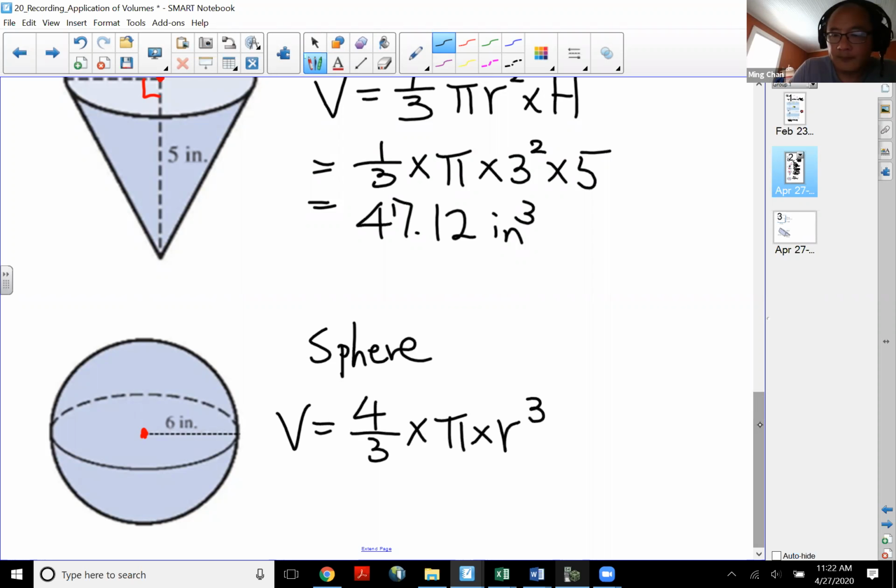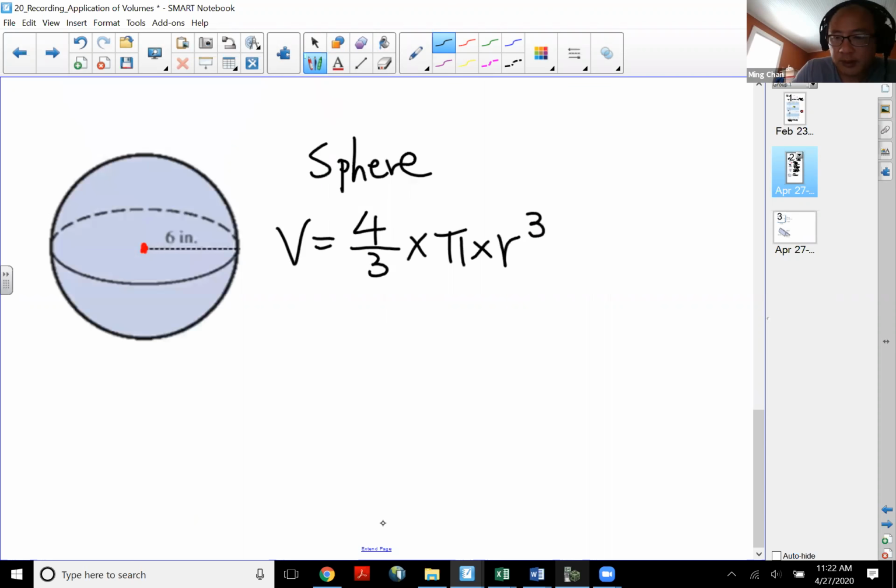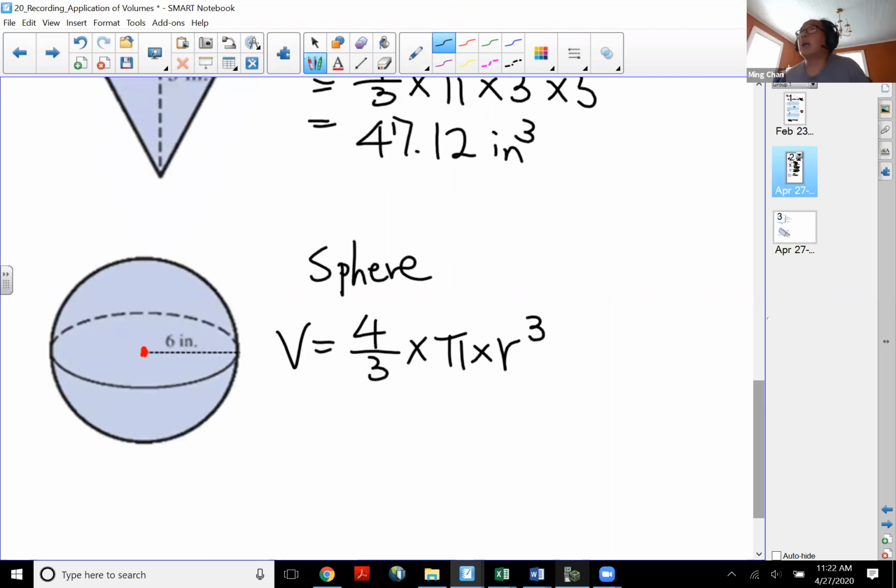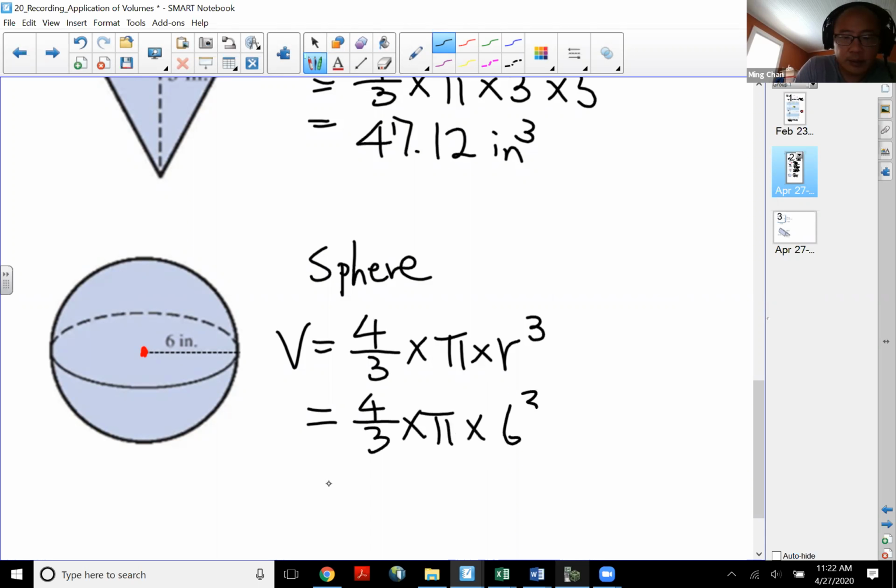So while you have these handouts with you, make sure you know what the formulas are. I think I uploaded the formula sheet before as well. Yes, I did upload the formula sheet too for y'all. So I'm going to go ahead and write it out. This is 4/3 times pi times 6 cubed.